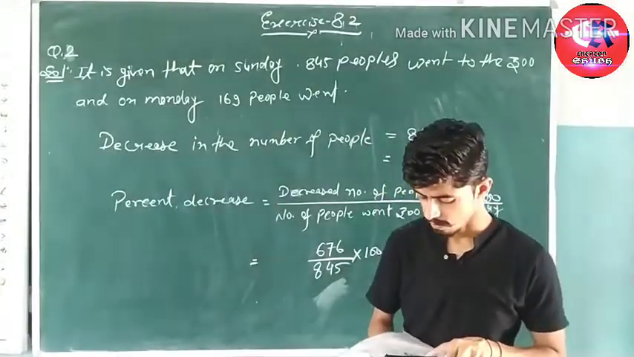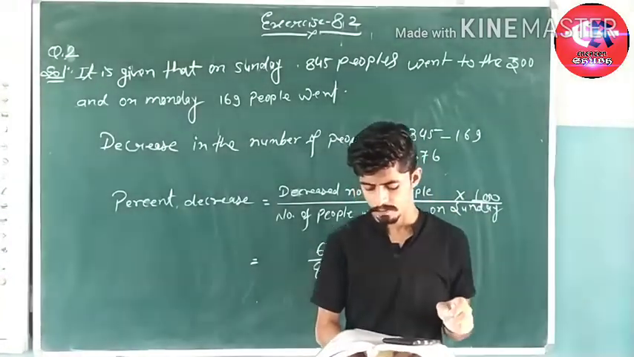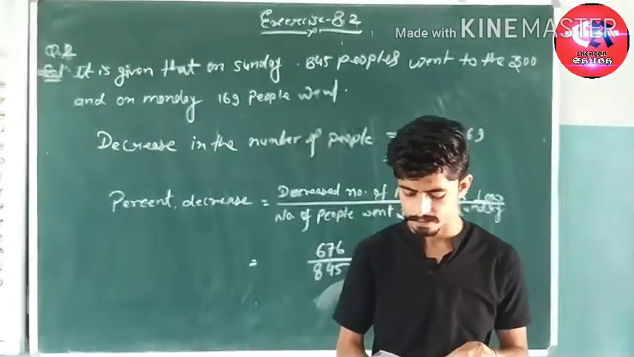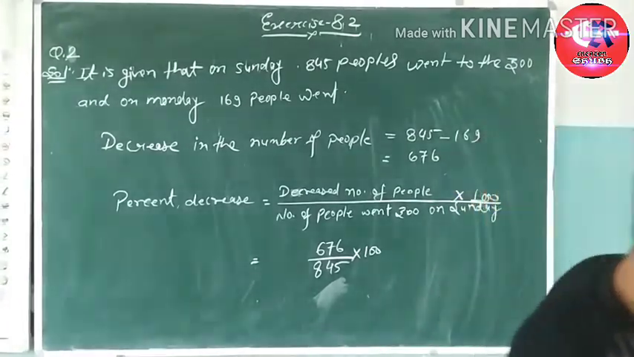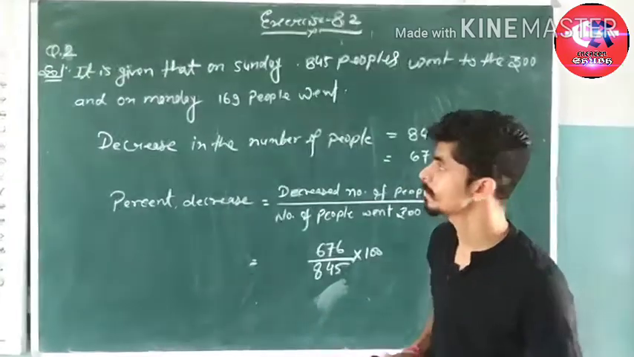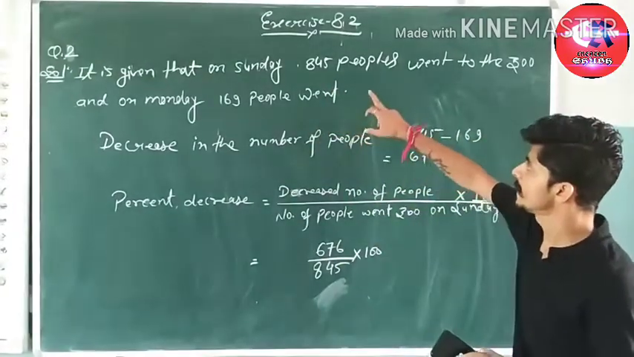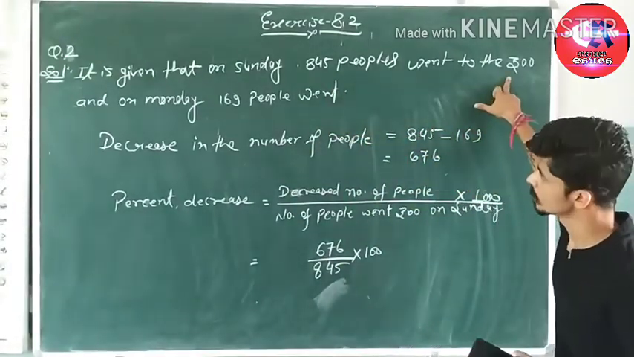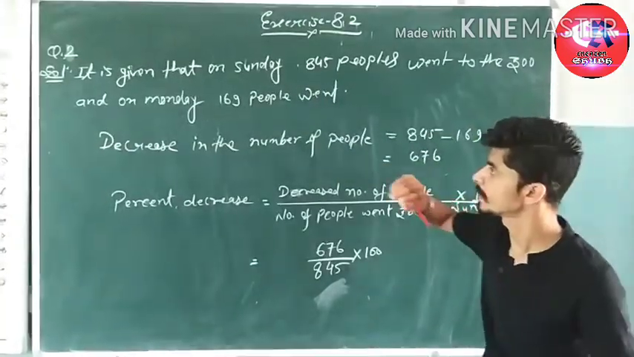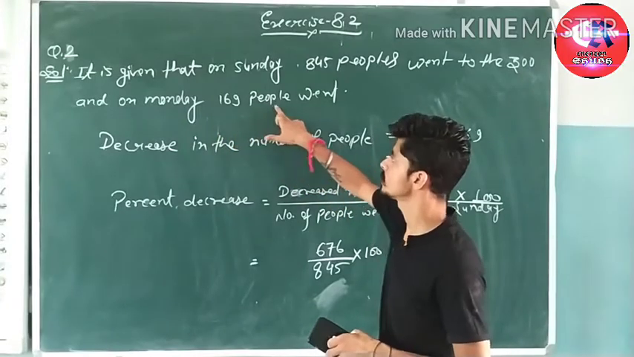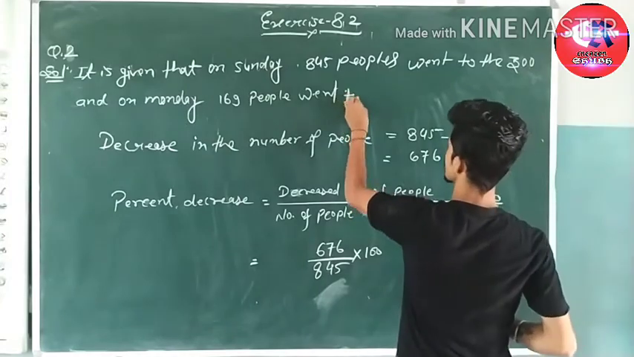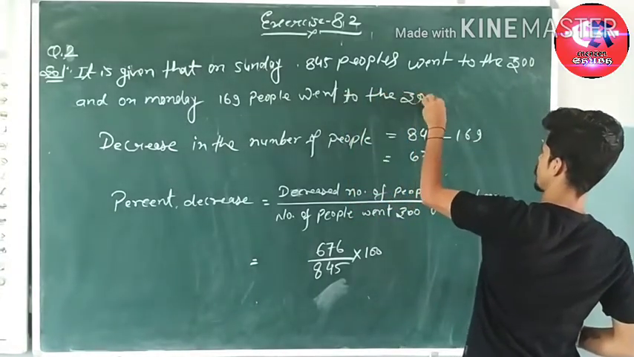The second question is, on Sunday 845 people went to the zoo. On Monday only 169 people went. What is the percent decrease in the people visiting the zoo on Monday? So the next question, question number 2. In this question it is given, on Sunday 845 people went to the zoo. The number of people who visited the zoo on Sunday is 845, and on Monday only 169 people went to the zoo. You can write that also.